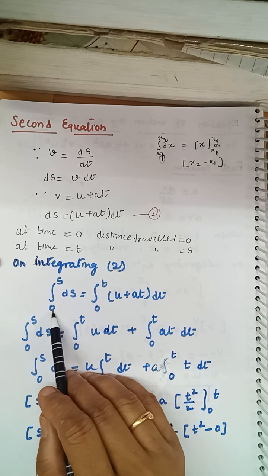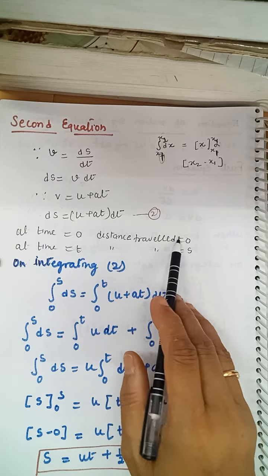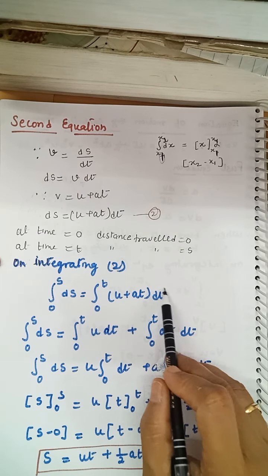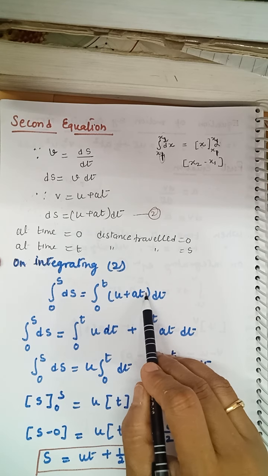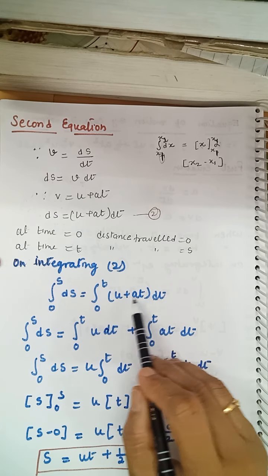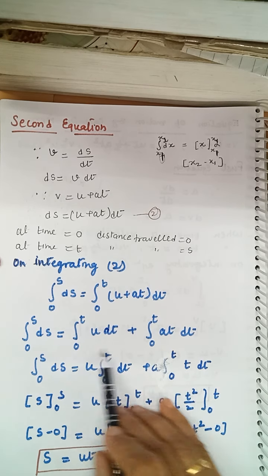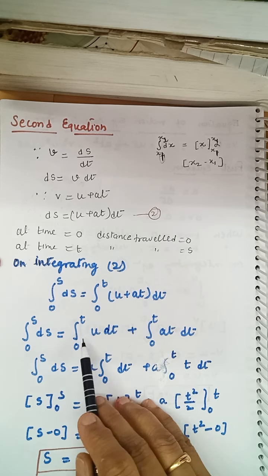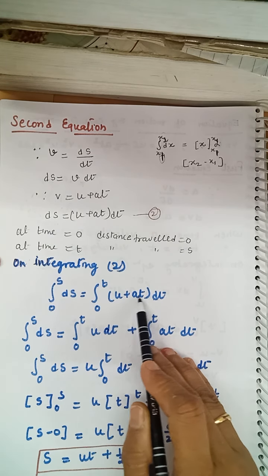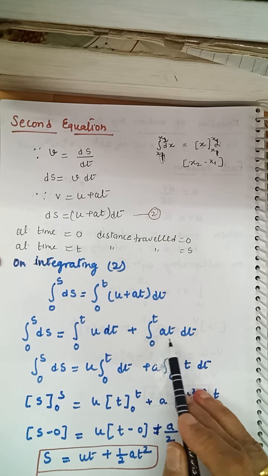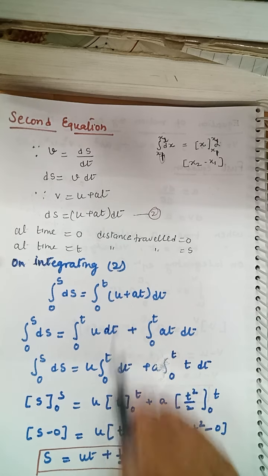Integration of 0 to s, because you are going to calculate distance from 0 to s, and here you are going to calculate the time interval from 0 to t, but here you have u plus at. So in this condition multiply dt with the u and at. You will get two integrations, because there is a summation form. First is u dt and second is at into dt. Okay, so two separate integrations we have got due to the summation of these two terms.